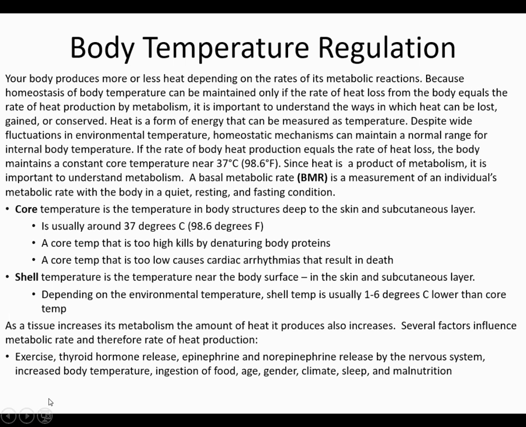What we're going to talk about, like I said, on Wednesday is how we can increase metabolism to help match heat production with heat loss, or to help dissipate heat. Several factors influence our metabolic rate, therefore rate of heat production. Exercise obviously is going to make your metabolism go up, heat go up. Same thing for thyroid hormones, epi and norepi, when we have the sympathetic nervous system activated. Your body temperature, ingestion of food, age, gender, climate, sleep, and malnutrition can all influence metabolic rate and therefore heat production.